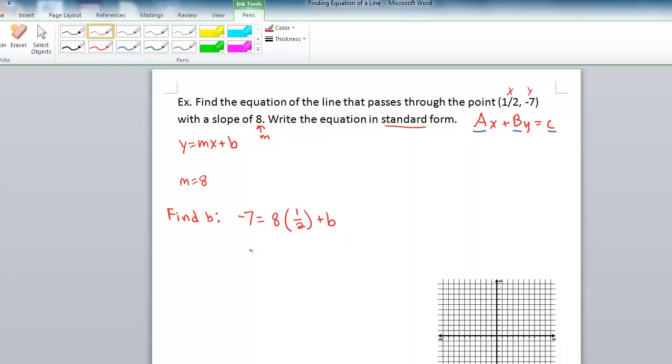Here we go. On the left we have -7. On the right we multiply 8 times 1/2. 8 is the same as 8/1. The 2 cancels out, and we're left with 4 times 1 on top, 1 times 1 on bottom, which is just 4. Which makes sense. 1/2 of 8 is 4. Alright, now we need to subtract the 4 from both sides.